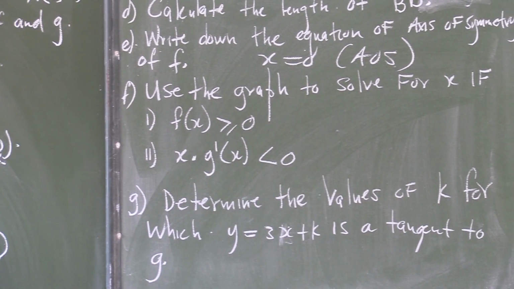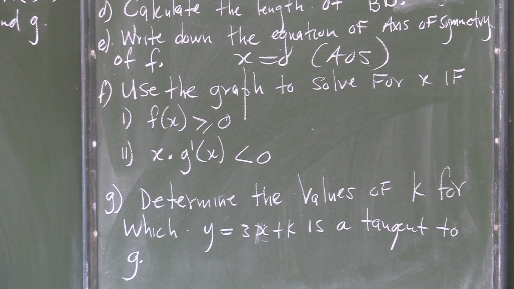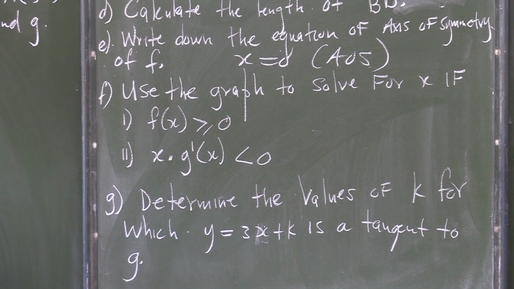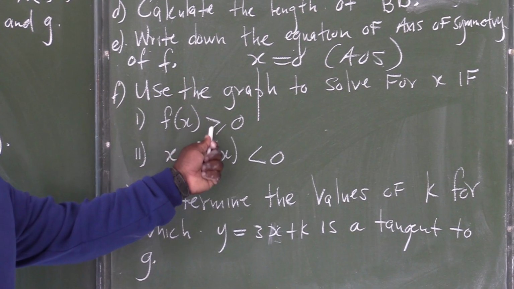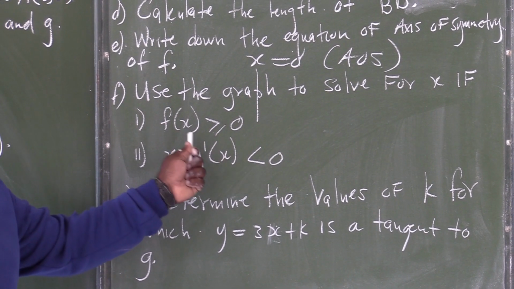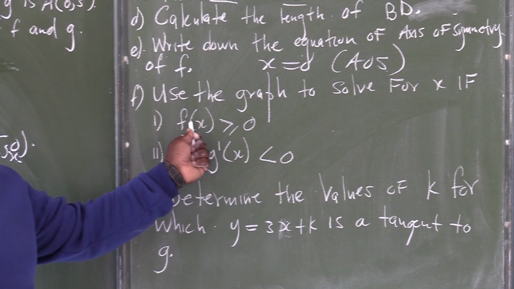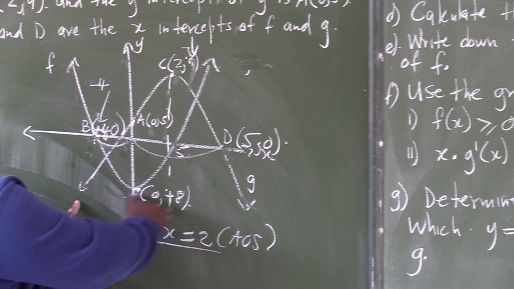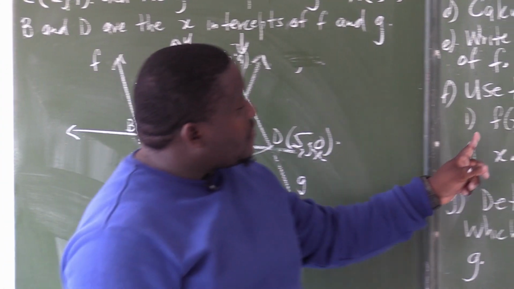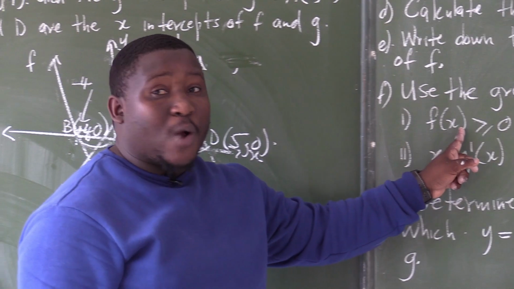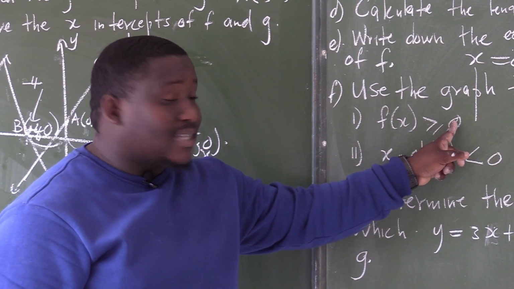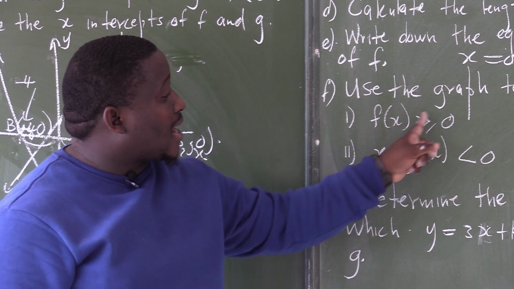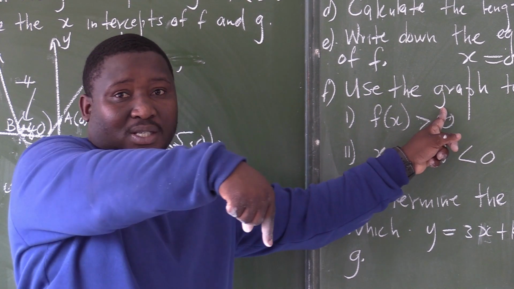F. Use the graph to solve for x if f of x is greater or equal to 0. F of x is greater or equal to 0, but I use the graph. So you must not solve algebraically. No, you must use your graph. Where is your focus? Your focus is on the graph of f. You want to have the y values. Remember, f of x are the y values that are greater than 0 or that are equal to 0. Remember, if y values are greater than 0, our y values are positive.